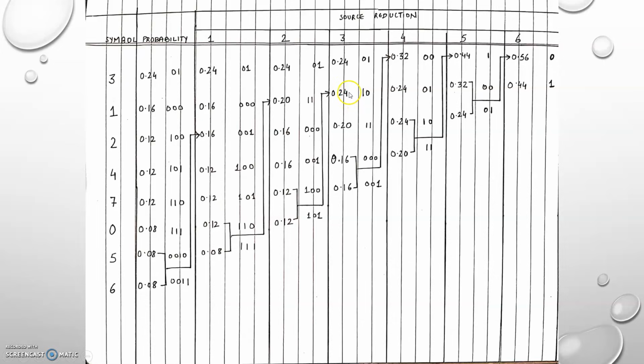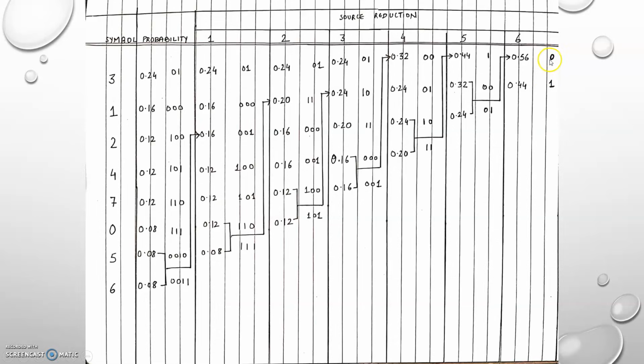Again, you have to maintain the sorted list in every iteration. These are the steps I'm performing in source reduction. Add the last two, this is what you get. Add the last two, this is what you get. Add the last two, and this is what you get. So what is the difference between this example and the previous example? You will get to know in a minute.